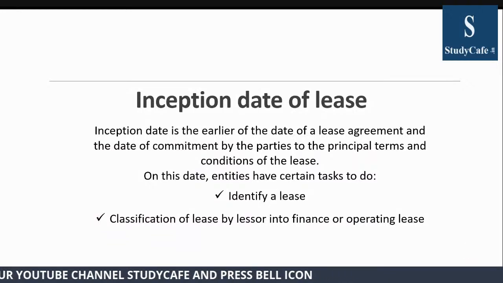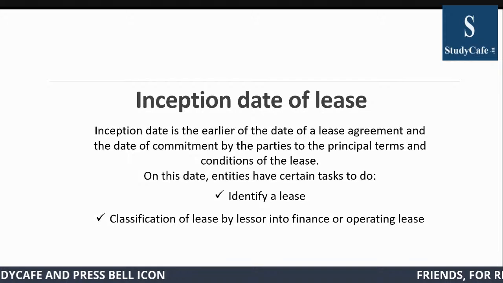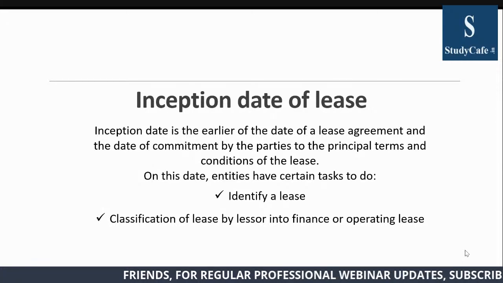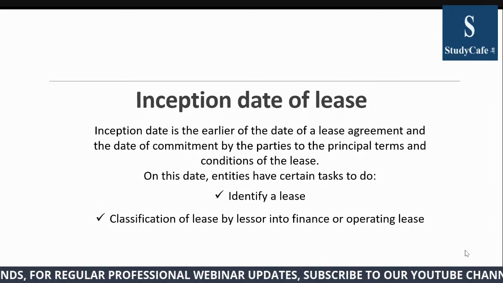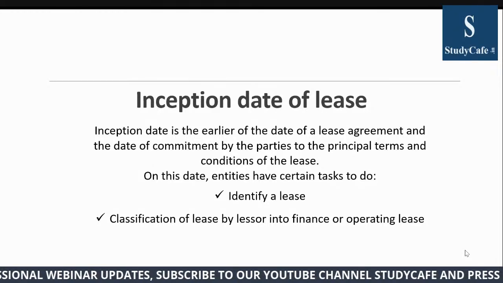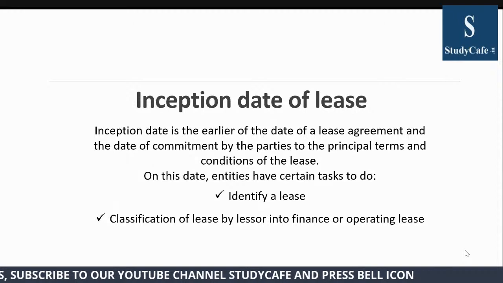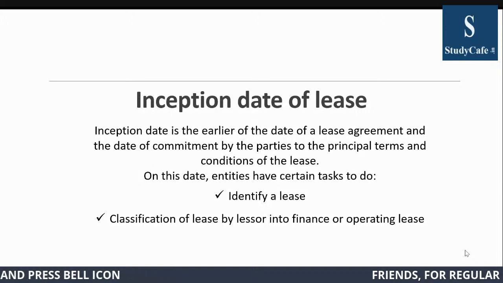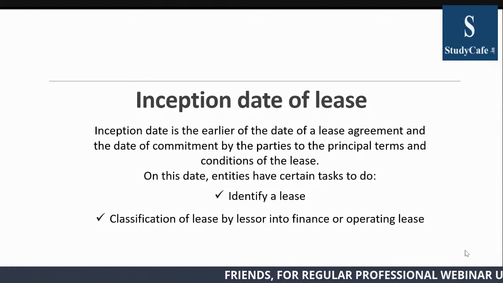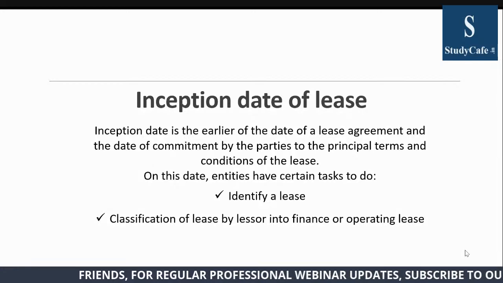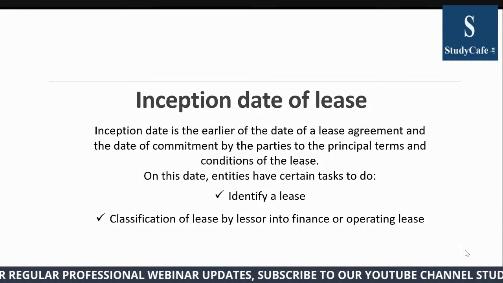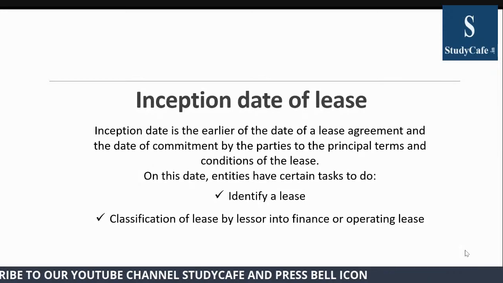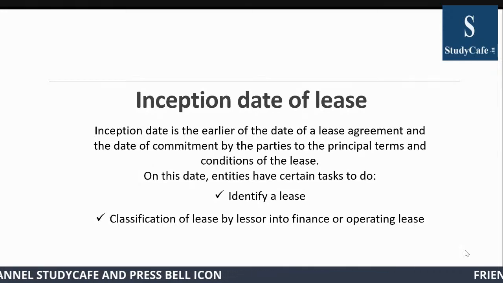Now let's understand the timeline of the lease. First of all, there is the inception date of the lease. This is the date on which the lease agreement is signed. Basically, this is the date on which the principal terms and conditions of the lease are agreed between the parties, right? And on this date, there are two things that the entities are required to do. Number one is they identify the lease. A lot of assessment and analysis goes into determining whether a particular contract contains a lease or not.